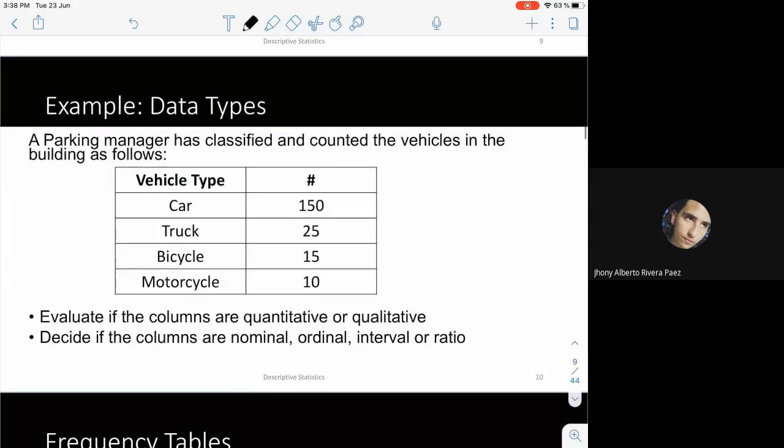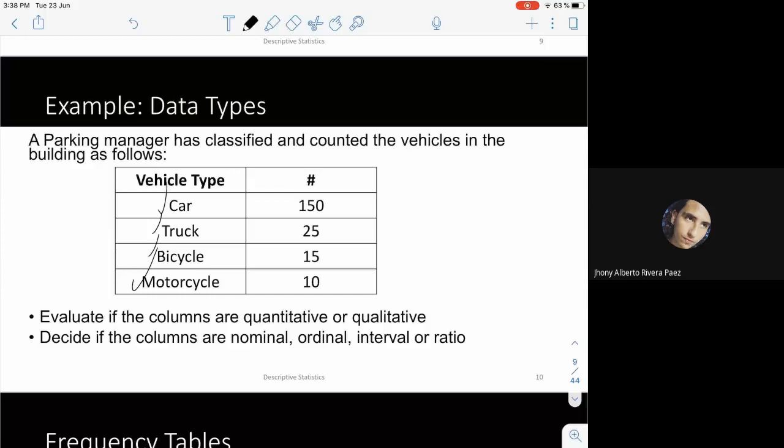So this is an example. A parking manager has classified and counted the vehicles in a building as follows: cars, trucks, bicycles, and motorcycles. Now my question is, please evaluate if the columns are quantitative or qualitative, and decide if the columns are nominal, ordinal, interval, or ratio.